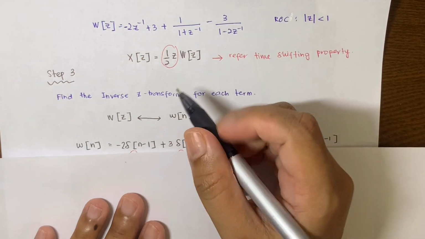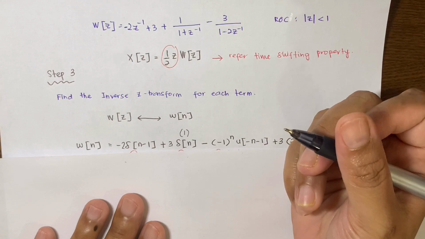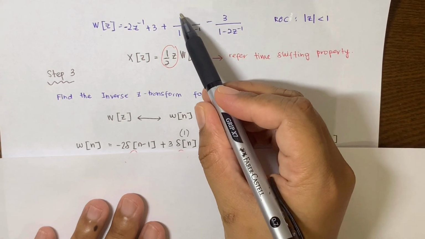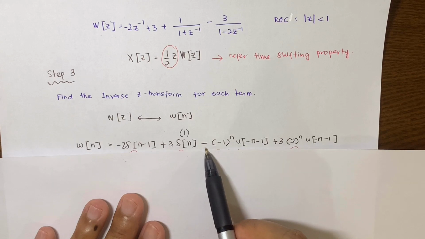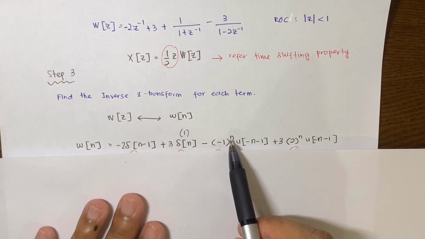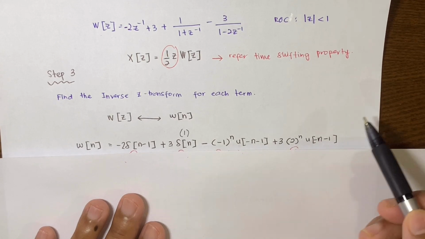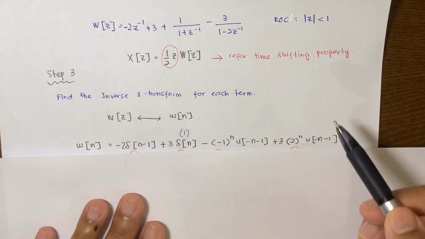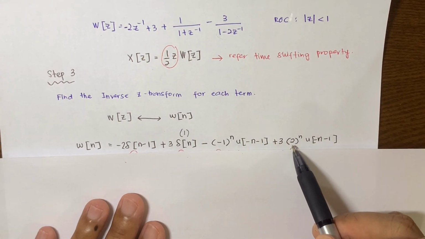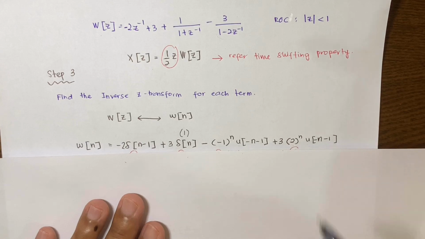Impulse n actually is 1, if you refer to the z transform pairs table. Okay, for these terms, you will get minus 1 to the power of n, u[negative n minus 1]. And the last term here, you will get 3 times 2 to the power of n, u[negative n minus 1].